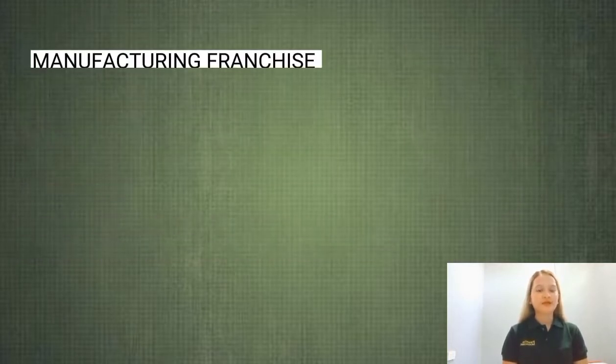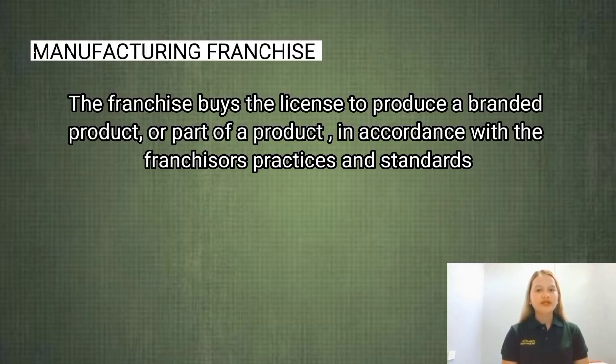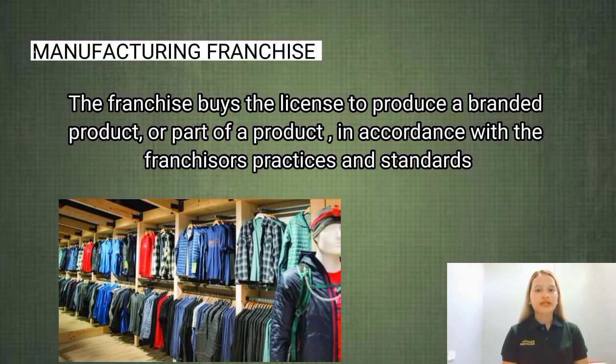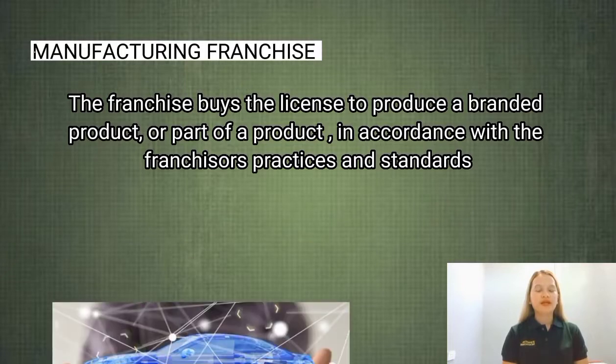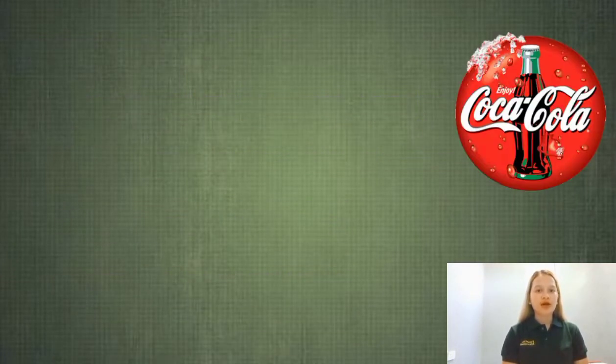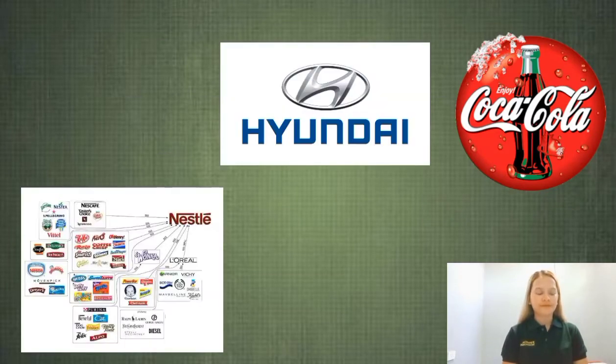Next is manufacturing franchise. The franchisee buys the license to produce a branded product or part of a product in accordance with the franchisor's practices and standards. The manufacturing franchise model is common in the food and beverage industry, the clothing industry, and the automobile industry. Examples include Coca-Cola, Hyundai, and Nestle.